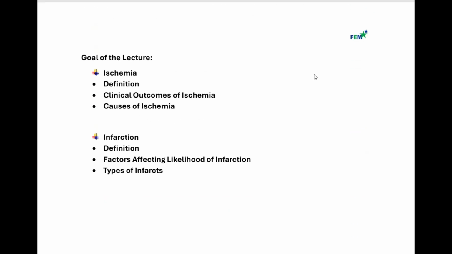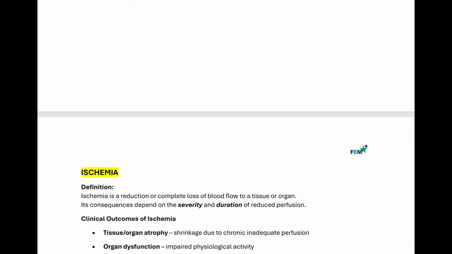Let's see why. The goal of today's lecture is to cover ischemia and infarction. Under ischemia, we're going to talk about the definition of ischemia, the clinical outcomes of ischemia, and causes of ischemia. And under infarction, we're going to talk about definition, factors affecting likelihood of infarction, and types of infarction. And guys, these are high yield for the exam, so we have to make sure we know this. So let's talk about them.